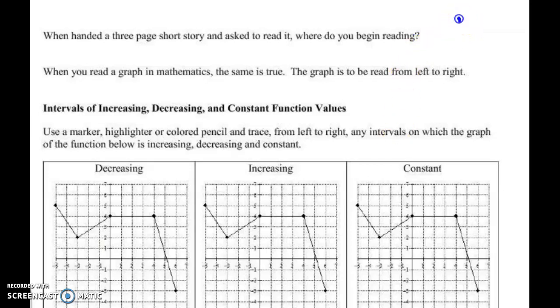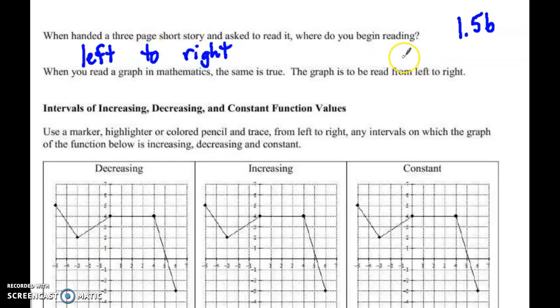I'm going to label this 1.5 part B, so it's the second half of the video before you can do the homework and the free response questions. But we read stories. I don't know why it had to be a 3-page short story, but whatever. We start on the left side and we read to the right.